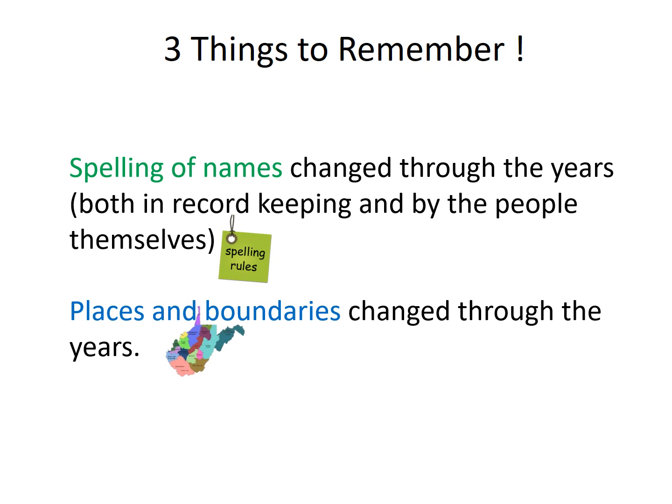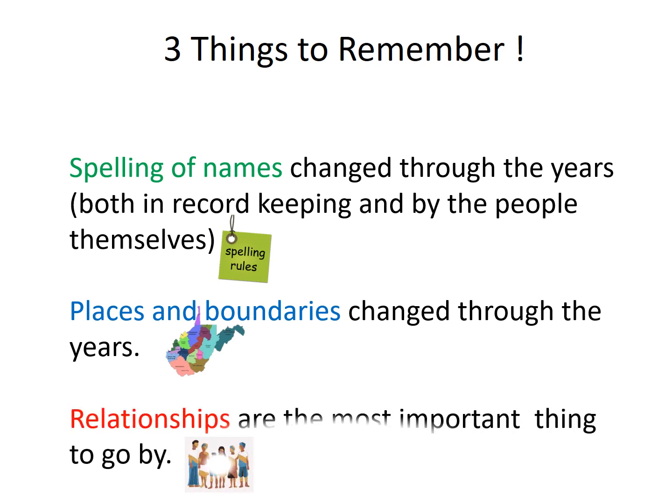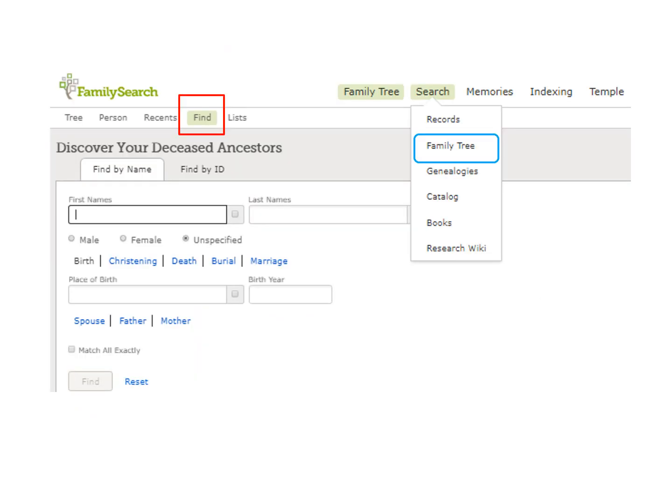West Virginia didn't become a state until 1863, so if I wanted records before that, I would have to look in Virginia. Relationships are the most important thing to go by. The next thing I will talk about is Family Tree. Clicking on Family Tree will bring you to this page first, where you can search your ancestor by name and dates and relationships, or by personal identification number.